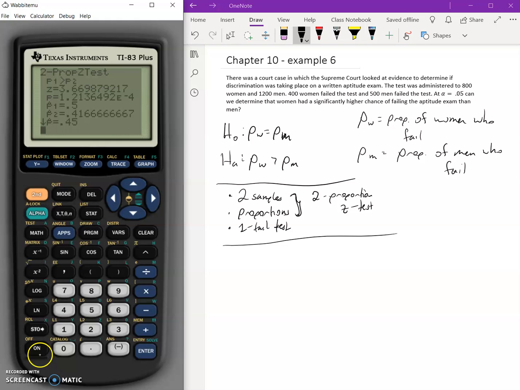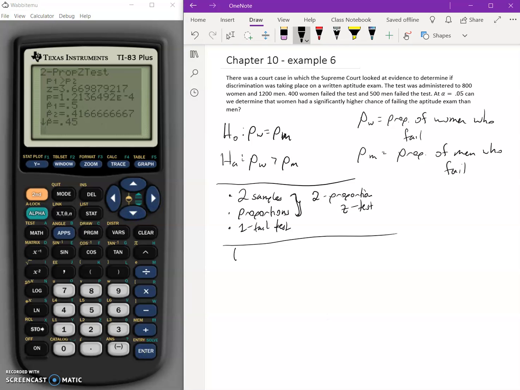So if we turn on the calculator, press the stat button, go over to tests, go down to 2-prop z-test, press enter, and enter in our data. So we're looking at the proportion of people who fail. So your x1 and x2 are going to be those who fail, out of your totals of n1 and n2. We see, in this case, are there more women who fail than men? So our alternative hypothesis is P sub 1 is larger than P sub 2.